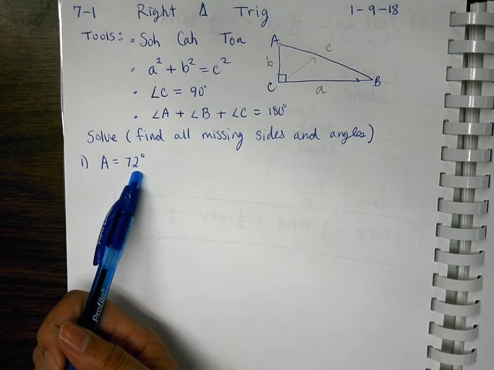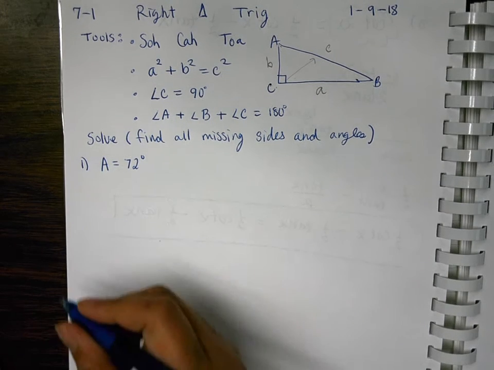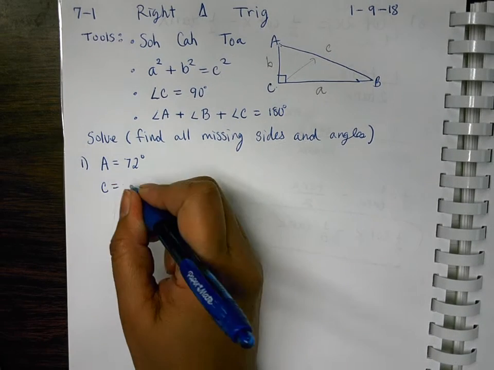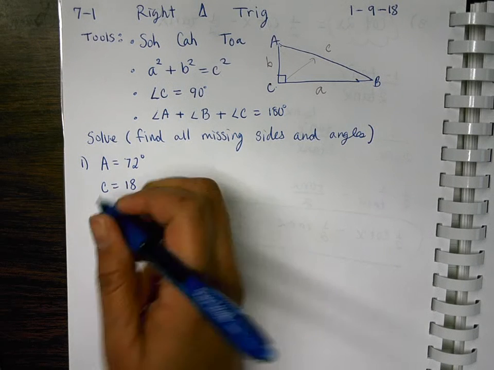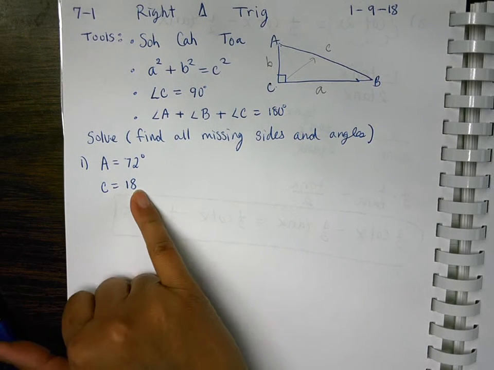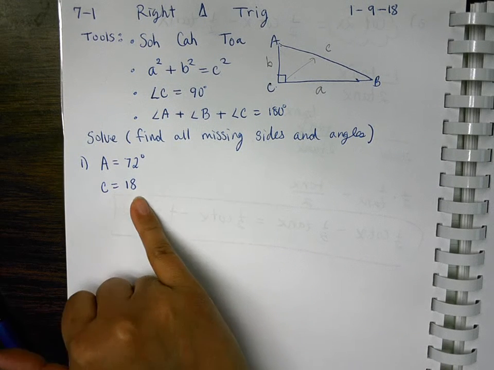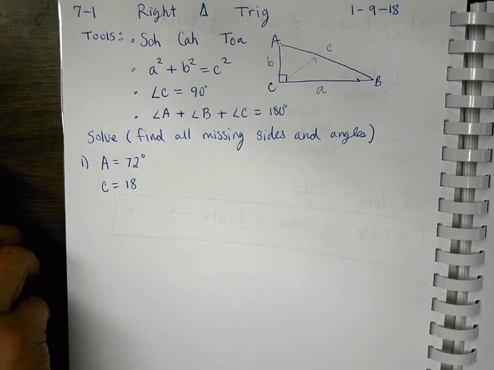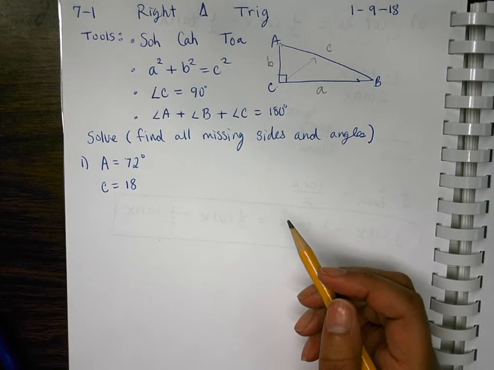All right, angle A. I just put uppercase A. We should also know a degree marking there, 72 degrees. This is lowercase c, 18. And if you can't tell that it's lowercase, there's no degree marking on the 18, so you can tell that it's a side, not an angle.